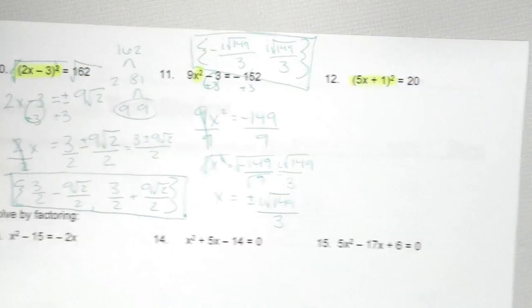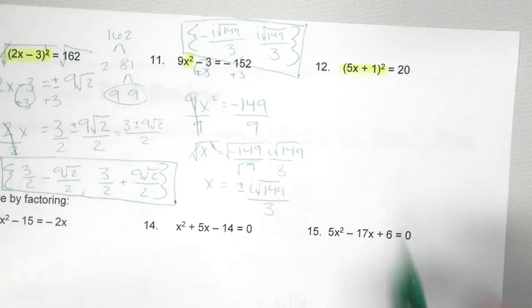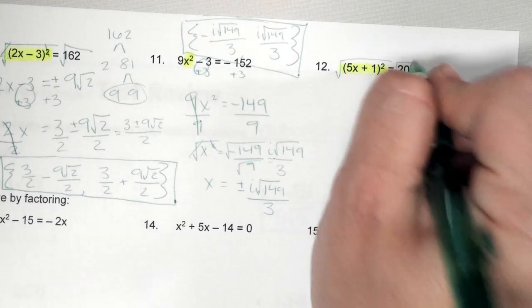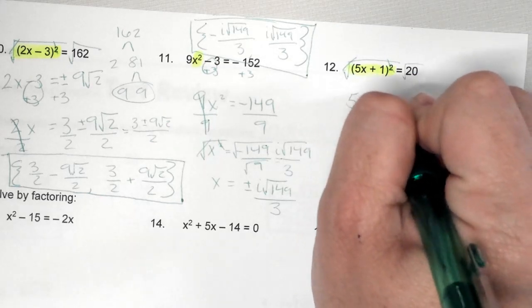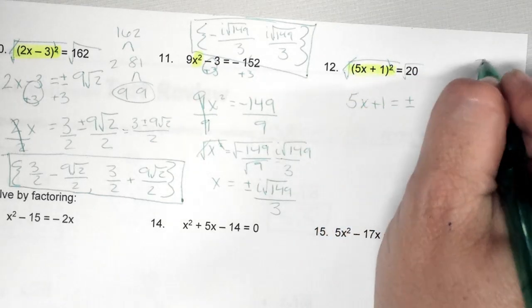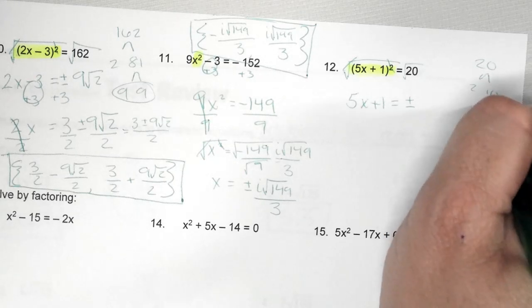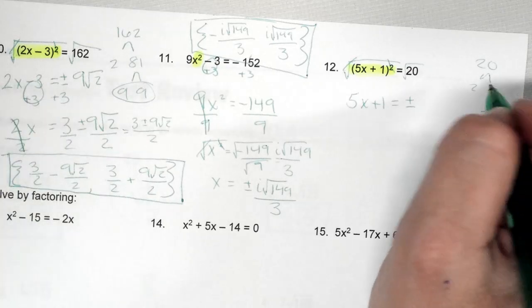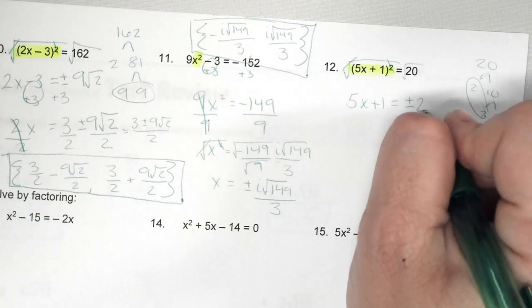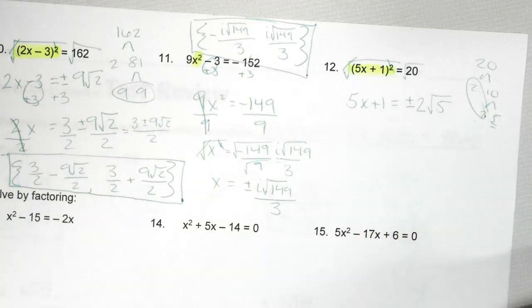Okay, number 12, what is squared is already alone. So I'm going to go ahead and square root both sides. Square root cancels the squared. I'm left with 5x plus 1 equals positive and negative, well, I have to break down the 20. So 2 and 10, 2 and 5. So I'm going to have a 2 root 5 as my leftover.